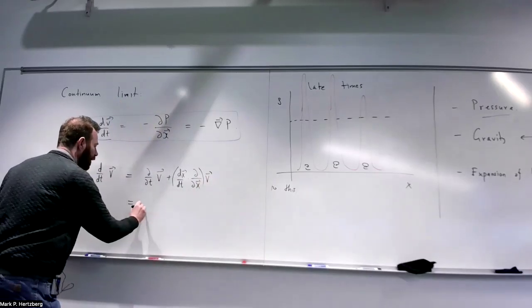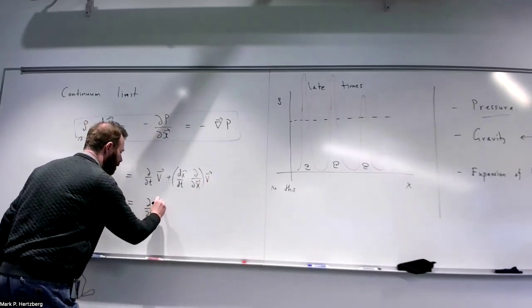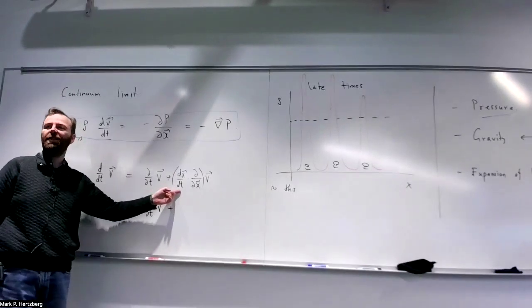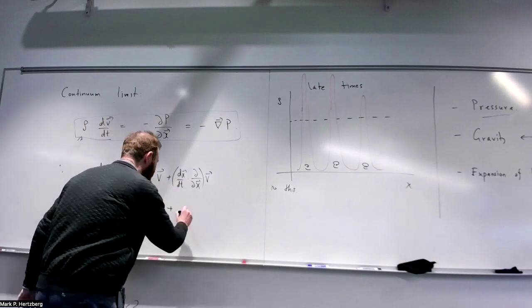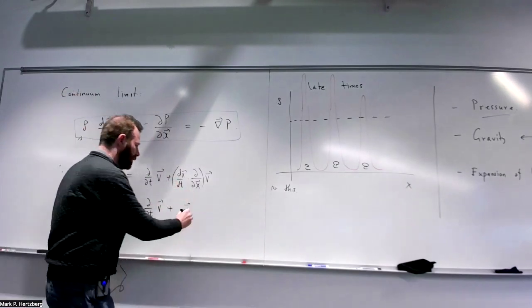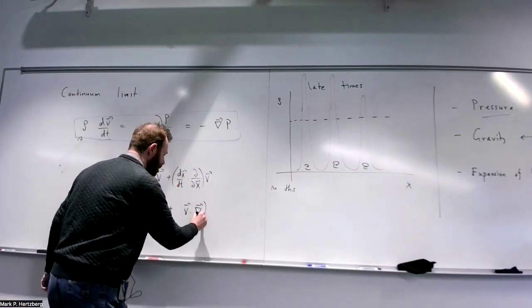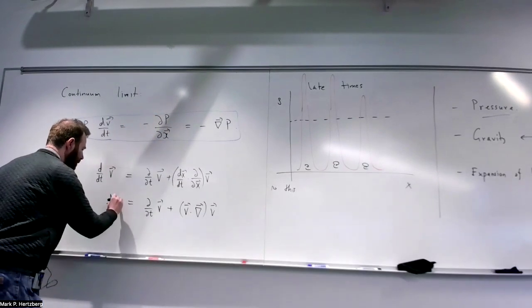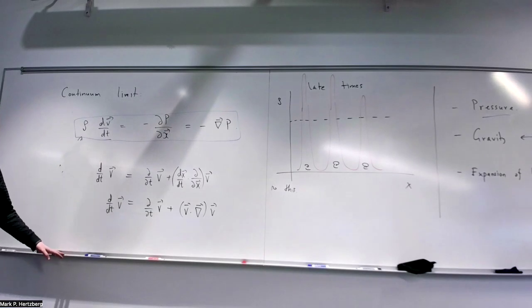Okay, but this thing we can rewrite. This is d/dt of v, but this dx/dt is nothing other than the velocity itself. Okay, so this is v, and d/dx is just a gradient. So I can write grad if I wish, acting on v. These things have fancy names that I always forget. Convective derivative or something or other, I don't know. Convective derivative.